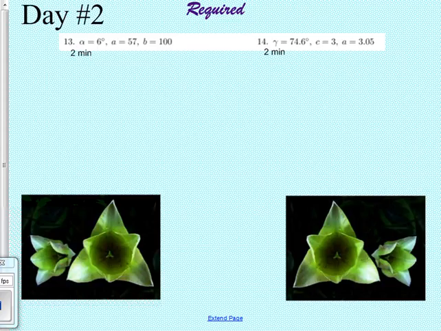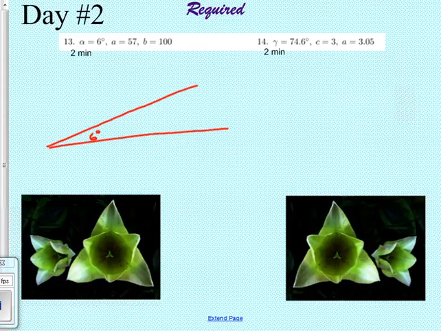So everybody start with alpha being a 6-degree angle. I would always just make that the angle that's closest to you as you're drawing it. Okay, and this is 6 degrees. That's a very small angle. And the side across from that, A, is 57.